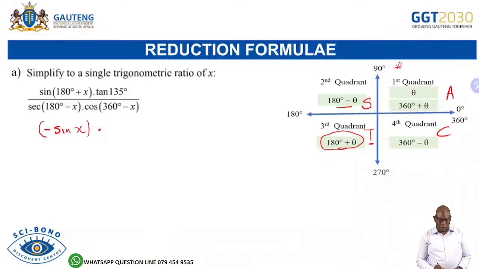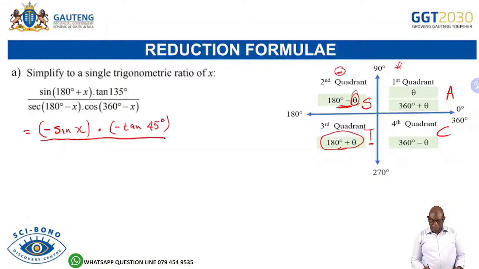Then from there I go to this next one. Tan of 135. The 135 is in the second quadrant. In the second quadrant I use 180 minus. So what should be subtracted from 180 to give me 135? It's 45. But the tangent in this quadrant is negative. So I'll just write negative tan 45.